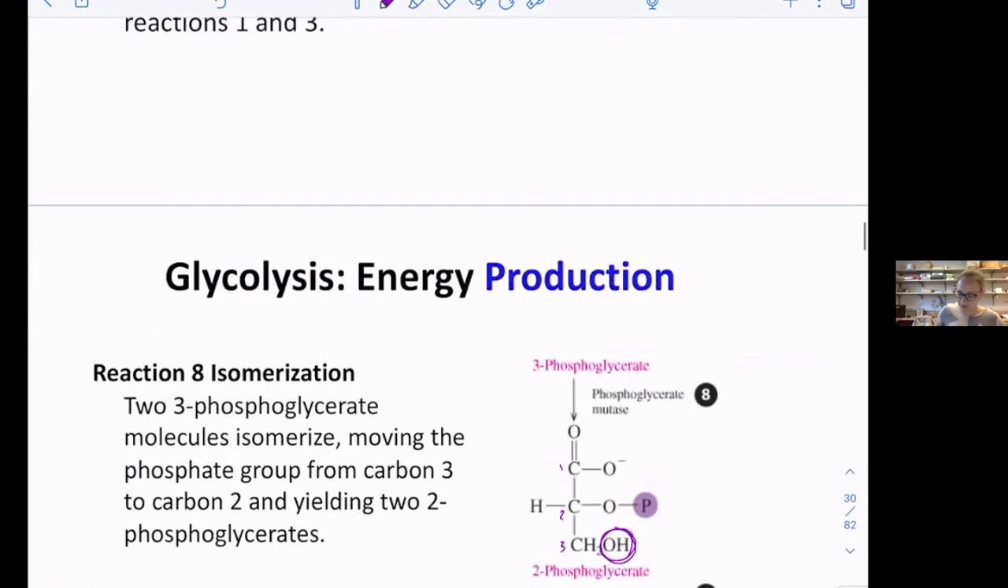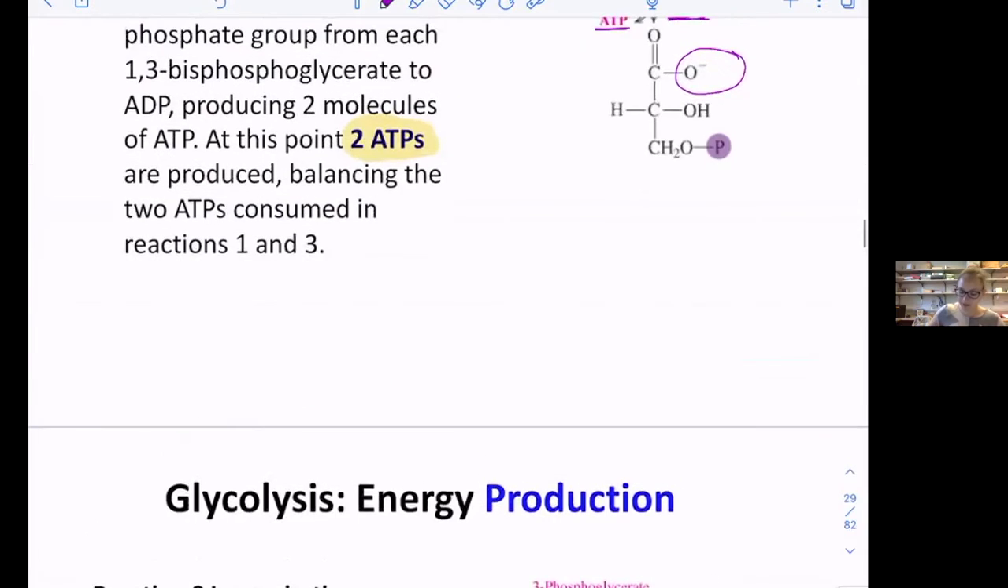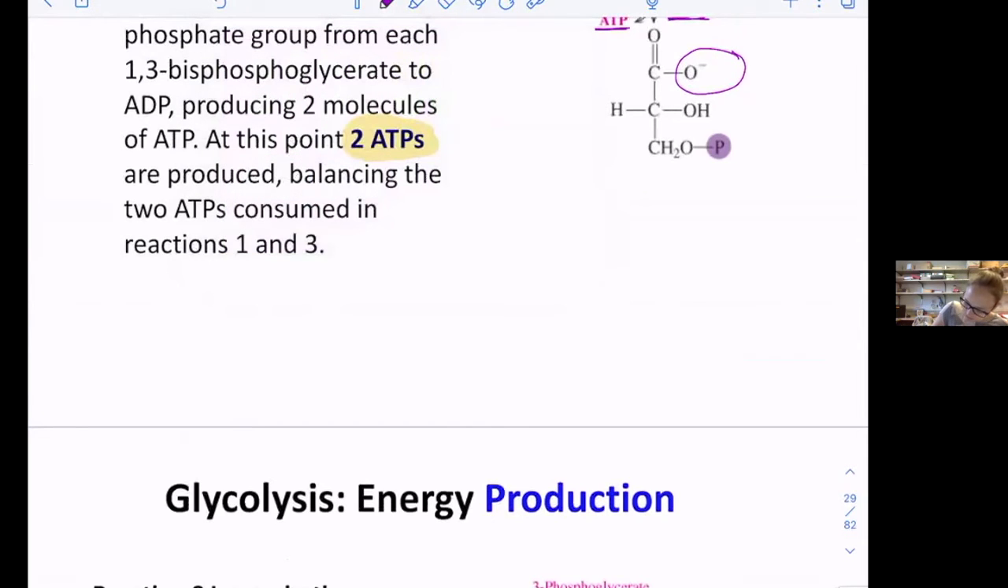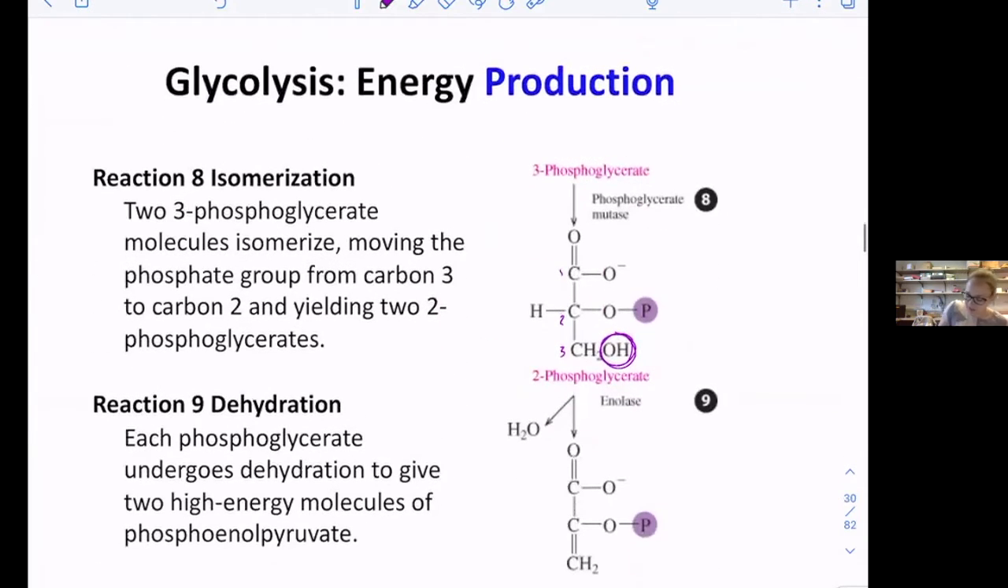In the molecule up here, the phosphate is on carbon number 3. I got mixed up because I didn't see the first structure. 1, 2, 3. There we go. You see that the phosphate is on carbon number 3, and then we isomerize using a mutase, an isomerase. You move that phosphate from C3 up to C2. So that's what's happening in reaction number 8.